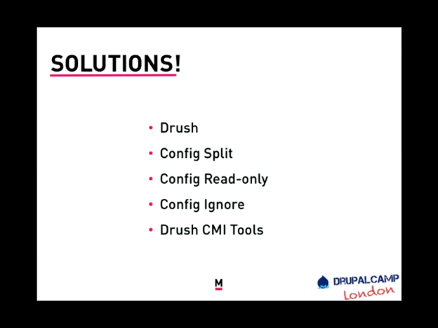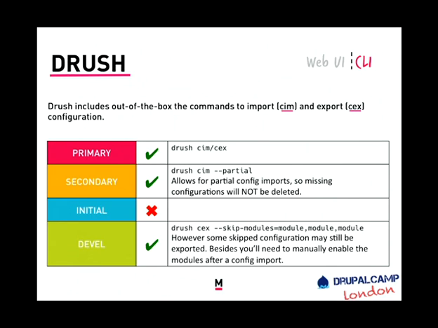So, the first one is Drush. Everybody knows Drush. I won't talk about Drush. Drush out of the box contains the commands to import and export. So how does Drush deal with our primary configuration, with the configuration that we have to push no matter what? It does it automatically with drush cim and cex. It takes care out of the box of the primary configuration.